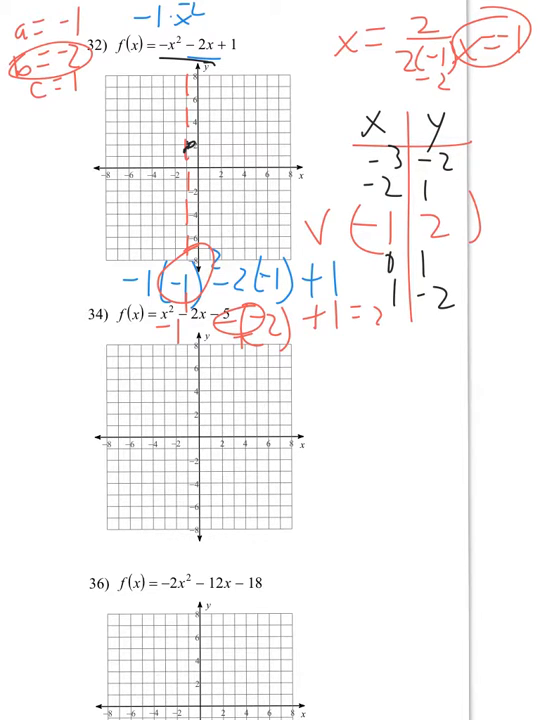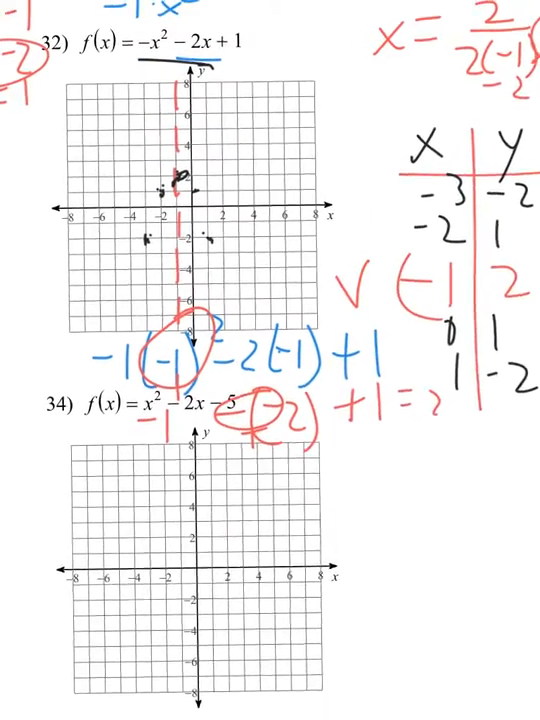So let's plot those points. At negative 2, we're at 1. Right there. At 0, we're at 1, so we're right there. At negative 3, we're at negative 2, so now we're down here. Now we're down below the x-axis. And at 1, we are also at negative 2, so we're right down here. So here's what's going to happen. I'm going to make this a little bit bigger so we can focus in on this.